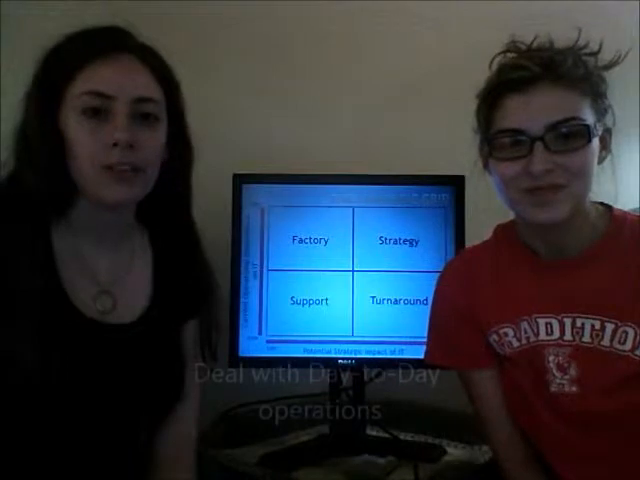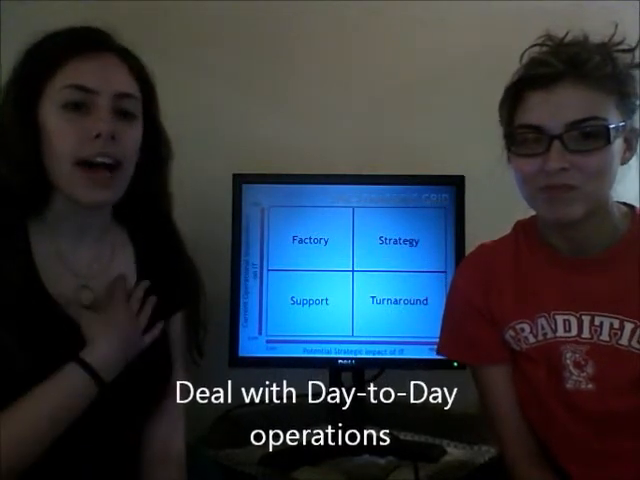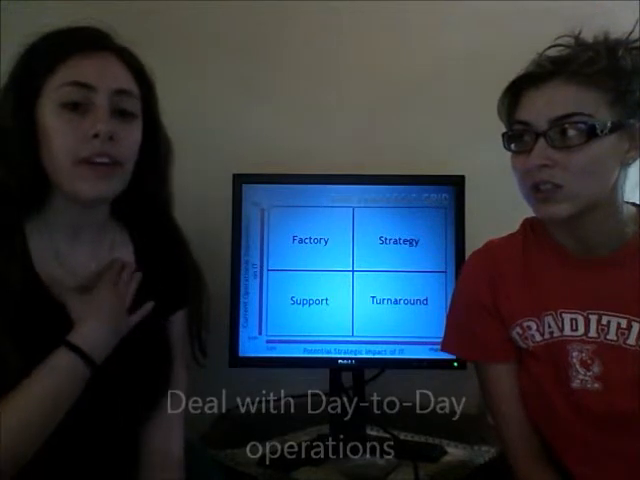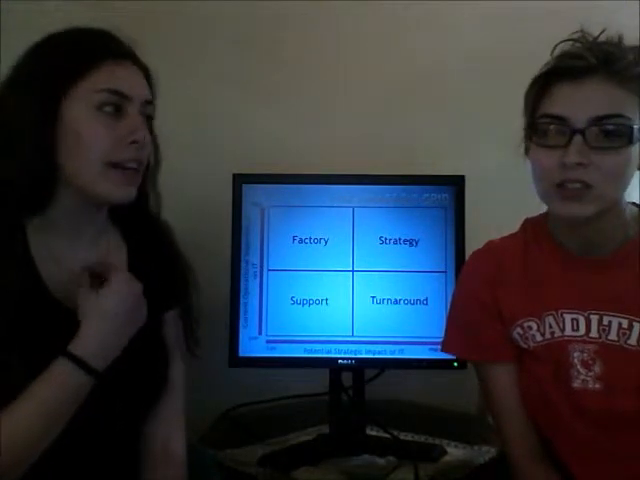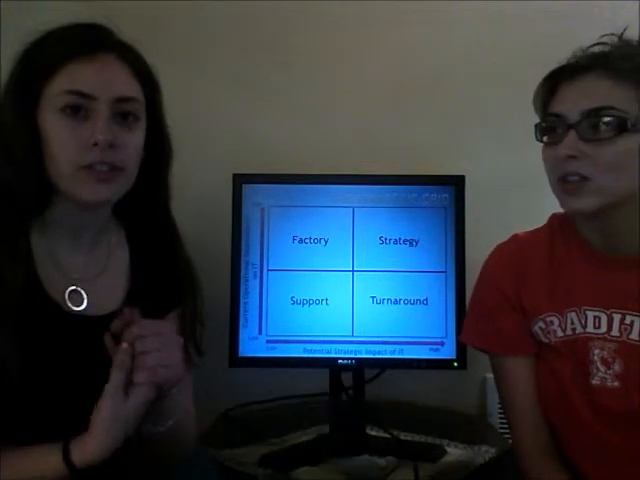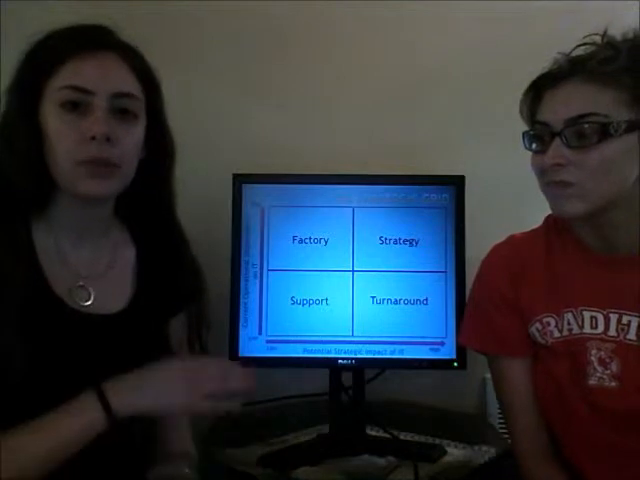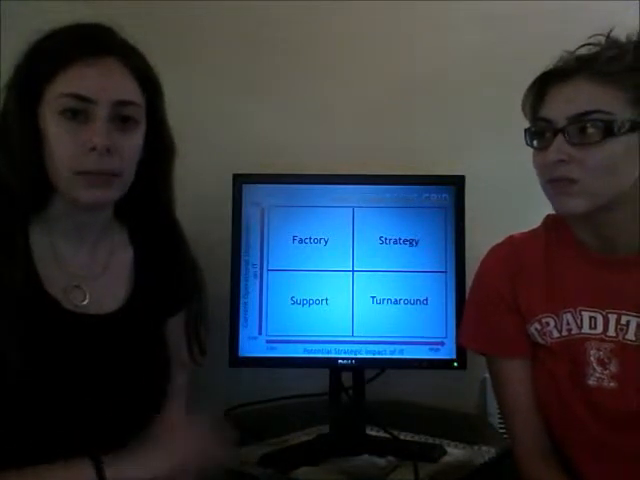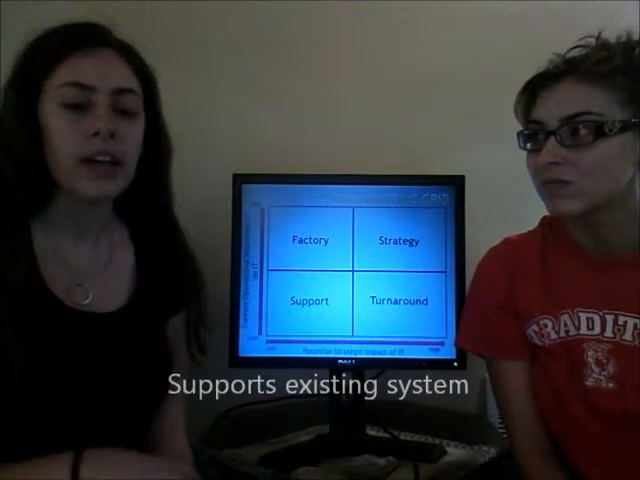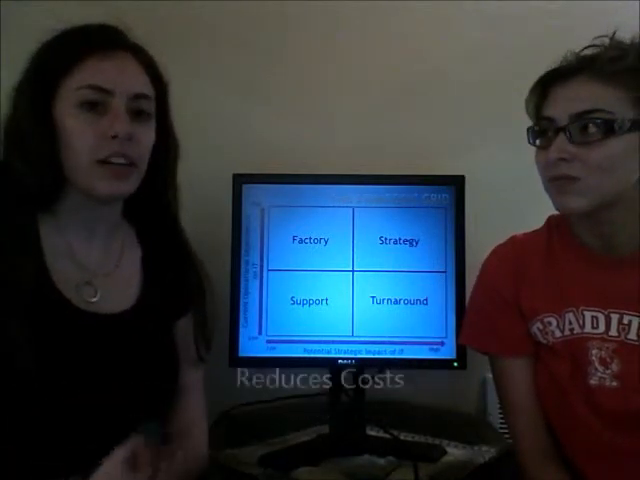About the factory quadrant. The first thing I wanted to say about factory is that as IT, we have a very strong relationship with the existing IT system because it has to do with our day-to-day operations. So whatever processes we do, we do rely on IT to help us, to support us in what we're doing. But there's not a lot of senior management involved, which is where Jacqueline comes in.